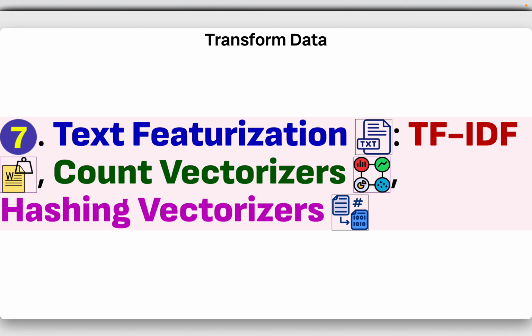Next one is text featurization. So text columns can be transformed into numerical vectors using something called TF-IDF, term frequency inverse document frequency. Also, you have count vectorizers or hashing vectorizers. So there are 3 techniques: TF-IDF, count vectorizers, or hashing vectorizers.